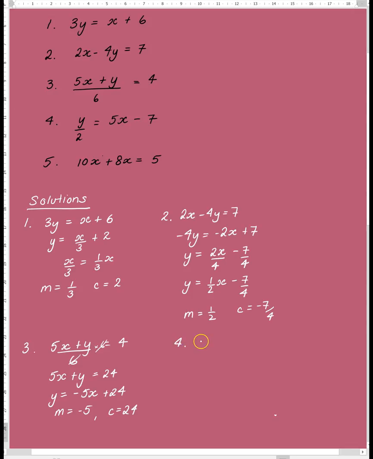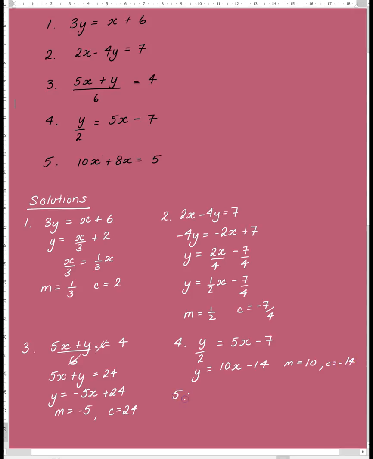Number 4, y over 2 equals 5x take 7. It's not one that's written in a very nice manner. It's not in the y-intercept or the general form, but we can still do this because we ask ourselves, we want y by itself. It's being divided by 2. What is the opposite of dividing by 2? Yep, we times by 2, and we times each term, so that becomes 10x take 14, and so the slope is 10 and the y-intercept is -14.